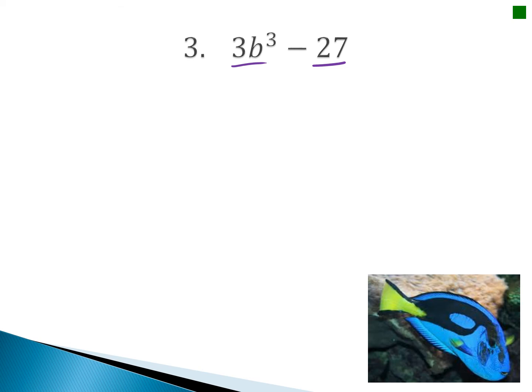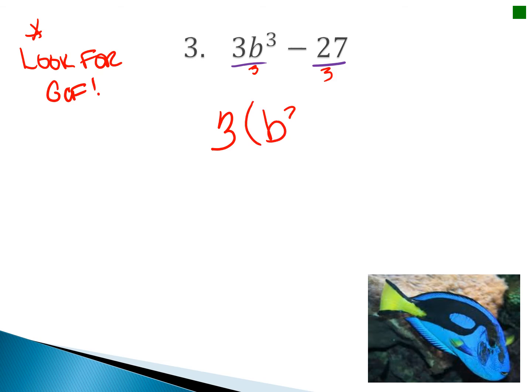Do you remember what the very first thing we always have to do? We have to look for a GCF. Do we have one? Yes. What comes out of both of those? A 3. So if you divide them both by 3, you have b squared minus 9.